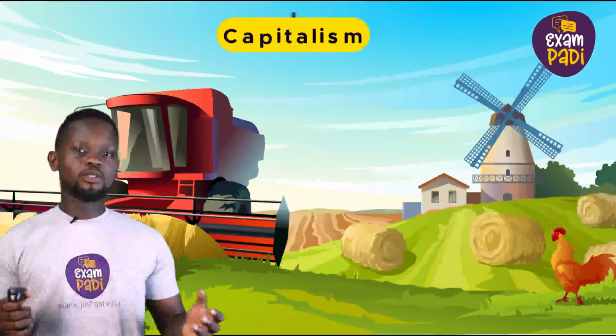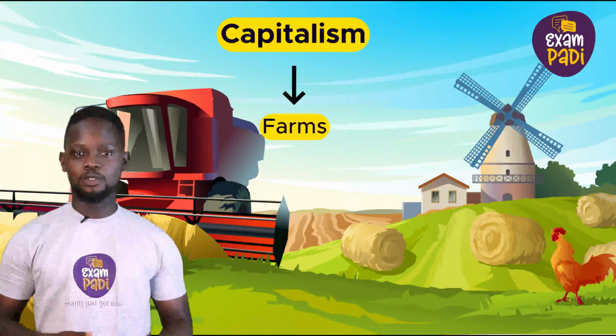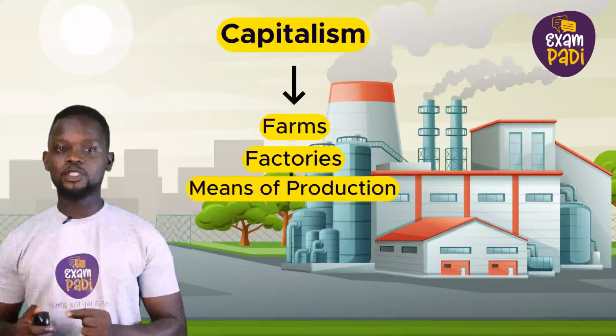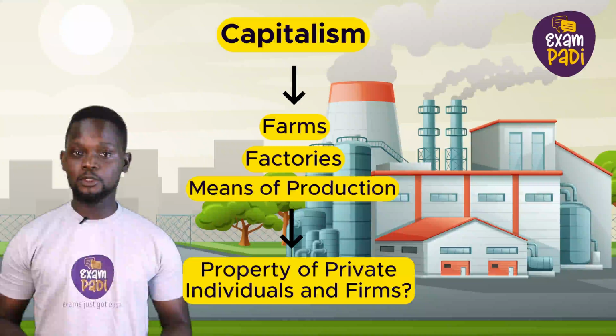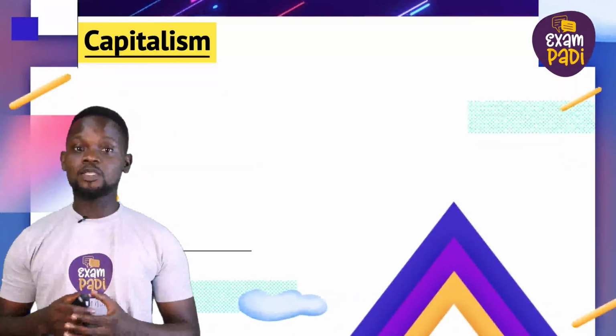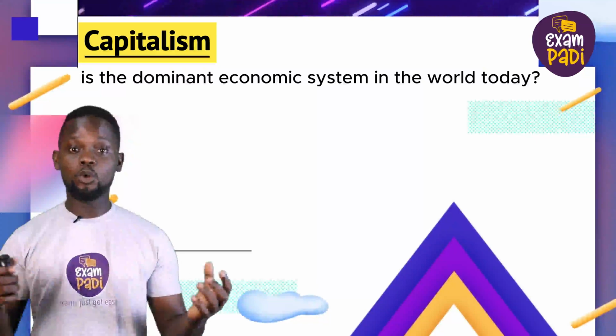Did you know that under capitalism, all farms, factories, and other means of production are the property of private individuals and firms? Isn't it interesting to know that capitalism is the dominant economic system in the world today?